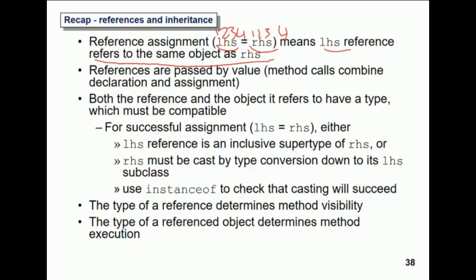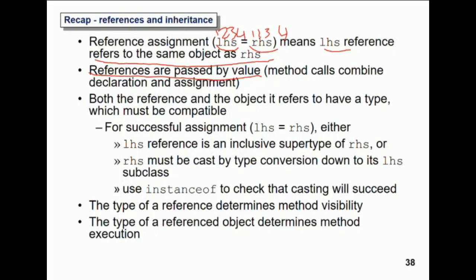So that's what we mean when we say that references are passed by value. By value, we mean the value, the address of the object. So that's the value that's being passed. It's the address of the object that's being passed from one reference to another reference.